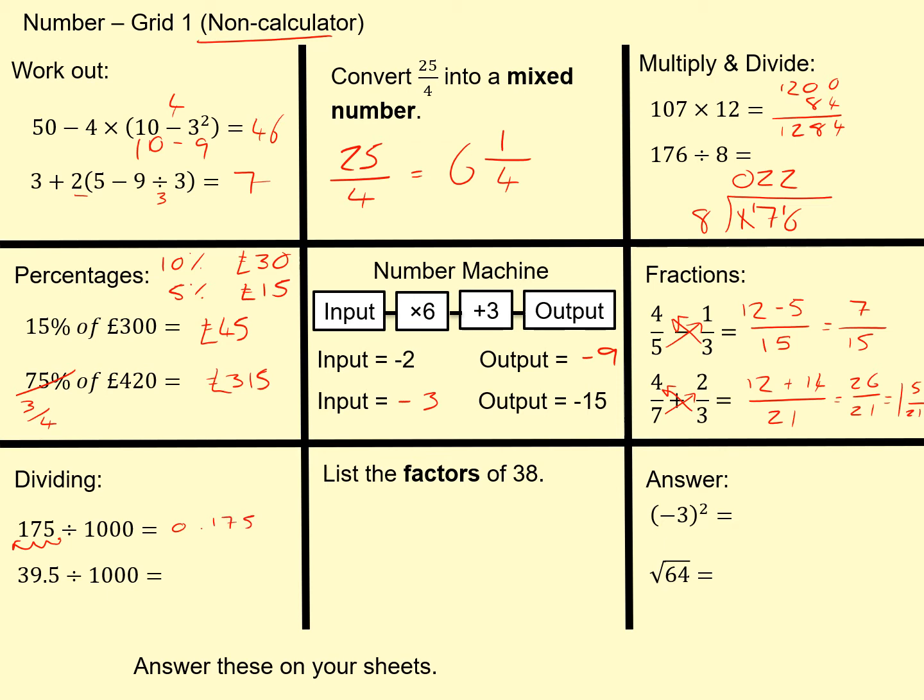Exactly the same with the next one. It's going to move forward 3 spaces. So that's going to be 0.0395.